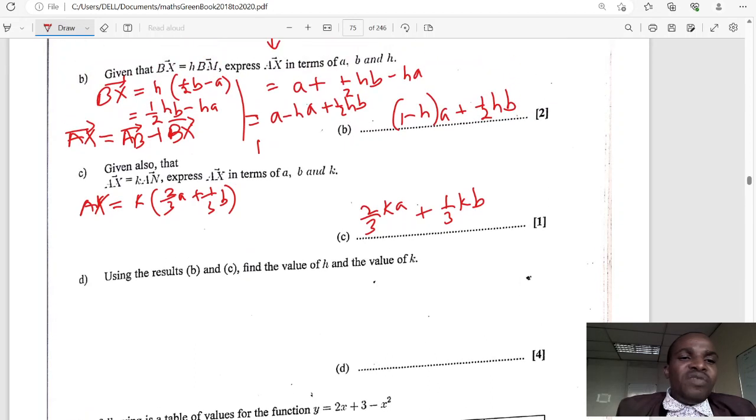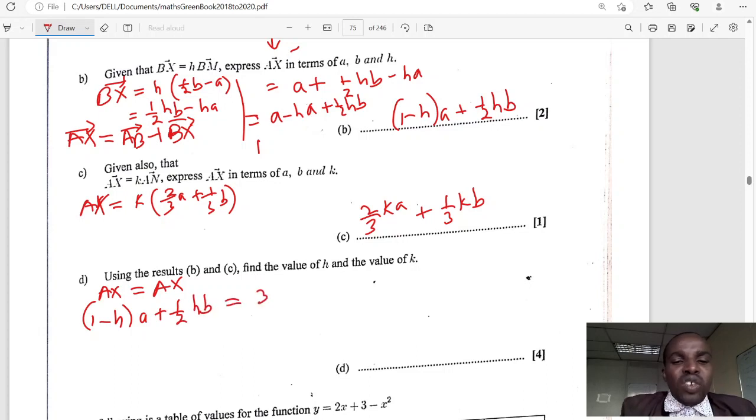Then next, using the results B and C, find the values of H and K. What did you find in B? You found AX. So you say AX at B is equal to AX at C. AX at B is 1 minus H, A, plus half HB, is equal to AX at C, which is 2/3 KA plus 1/3 KB, like this.